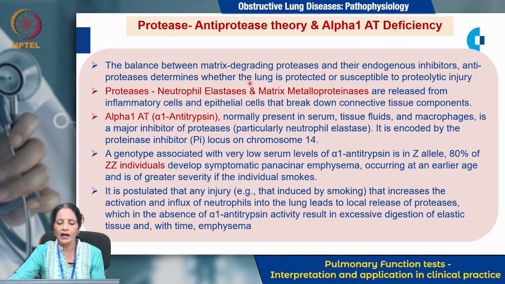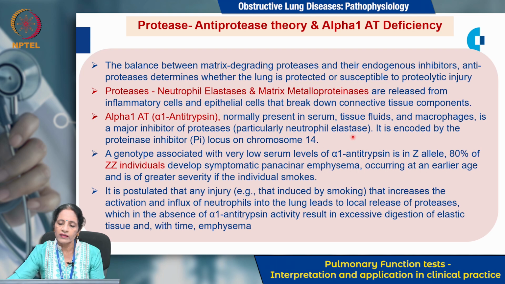Coming to the protease antiprotease theory and alpha-1 antitrypsin deficiency, these two are related together. The balance between matrix degrading proteases and their endogenous inhibitors, that is antiproteases, determines whether the lung is protected or susceptible to proteolytic injury. So, these proteases come from neutrophil, which is the neutrophil elastases, and the matrix metalloproteinases. These are released from inflammatory cells, especially neutrophil, and also the epithelial cells that break down connective tissue components. And alpha-1 antitrypsin, this is normally present in serum, tissue fluid and macrophages. It is considered to be the major inhibitor of the proteases which are coming from the inflammatory cells and the epithelial cells, especially neutrophil elastase.